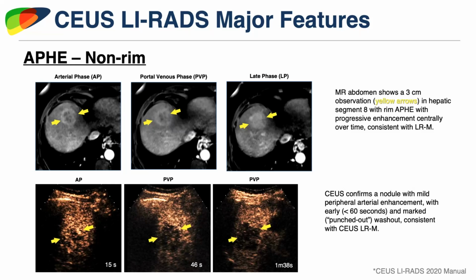Here is a, we should say rim APHE, I apologize. Here's an observation seen on MRI with a rim arterial phase hyperenhancement and delayed central fill-in. And here on the corresponding contrast-enhanced ultrasound, you see a continuous, or irregular, rim of arterial phase hyperenhancement and rapid, marked washout in this patient that turned out to have a peripheral intrahepatic cholangiocarcinoma.